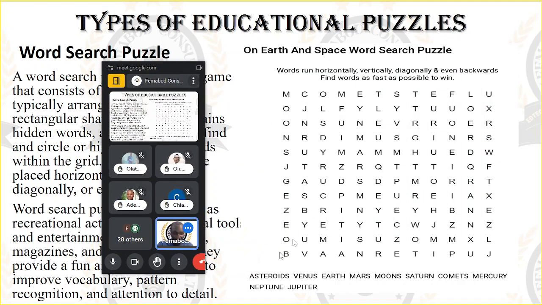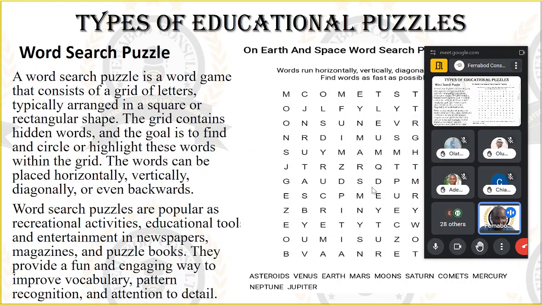For example, this is a puzzle on earth and space. So the student will look for asteroids, Venus, Earth, Mars, Moon, Saturn, Comet, Mercury, Neptune, Jupiter. I designed this yesterday in one of the platforms we are going to use. With this, the student will have to start searching. They need to be patient. They need to be meticulous. And of course, they will have to endure too, because it's not easy for them to see. And all these characteristics, directly or indirectly, are being built in the learners.